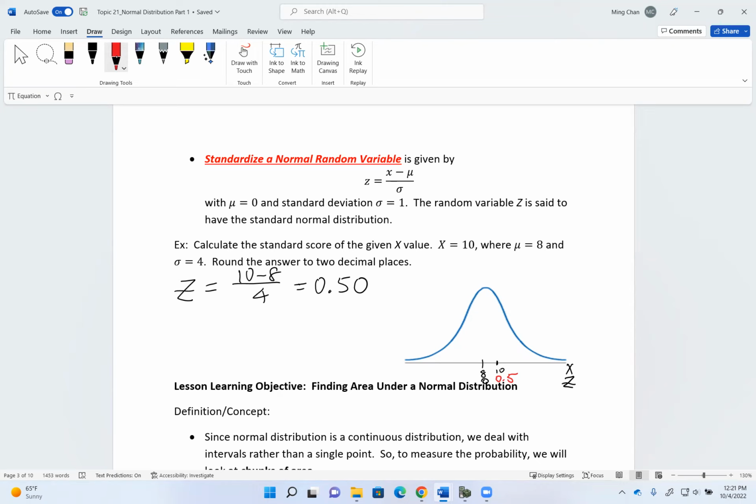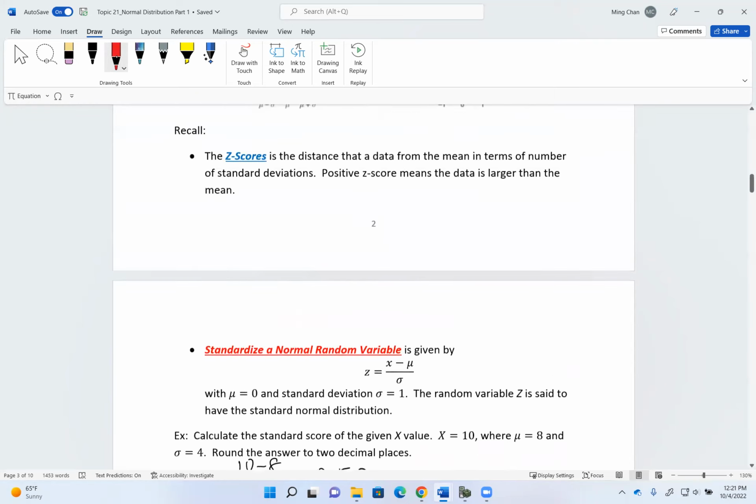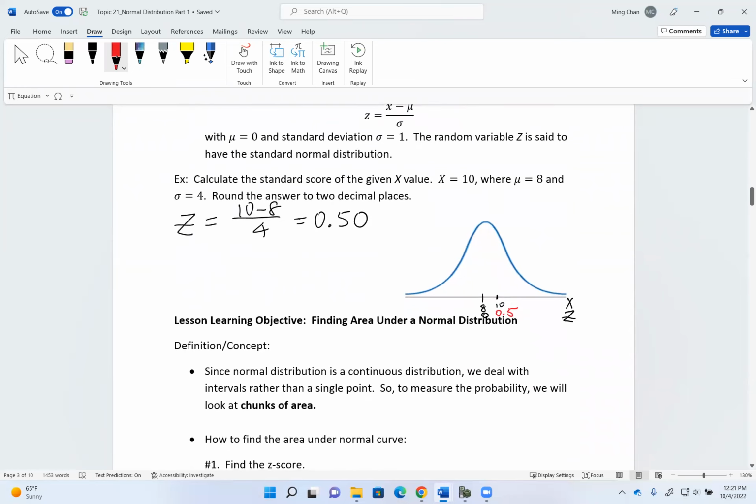So that means that particular 10 is only 0.5 places to the right of the mean in terms of a standard deviation. It's only 0.5 places to the right of the mean.